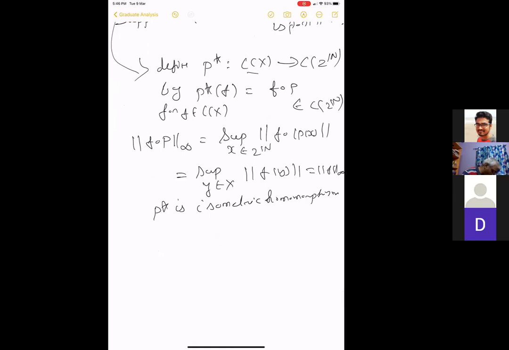We have a P from 2n to, sorry, from 2n to X. See, this is always the case. Then we can get a P star from C of X to C of 2n, which we can always get as a map like this. And if that map is surjective, this map is injective. Okay, so that's what we have used.